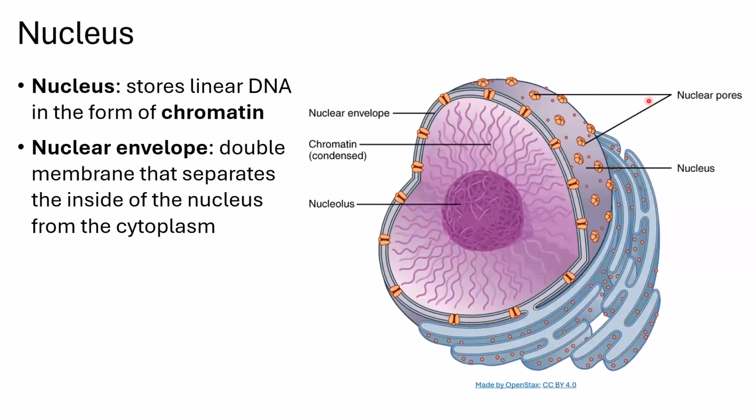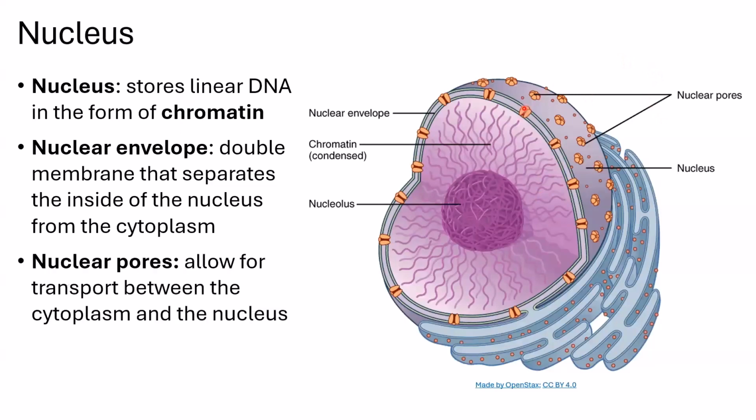These orange structures are nuclear pores, which allow for transport between the cytoplasm and the nucleus. In the center of the nucleus is the nucleolus. This is where ribosomes, our protein-making machines, are assembled.